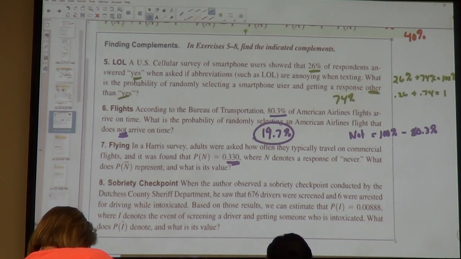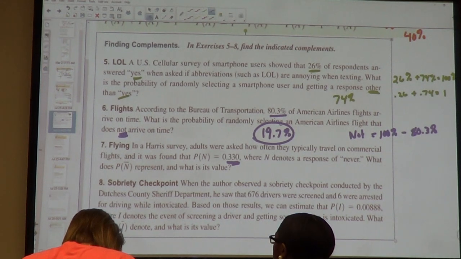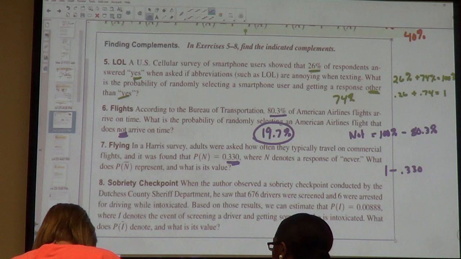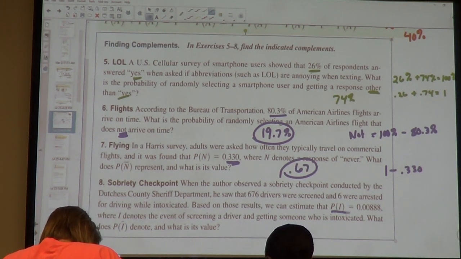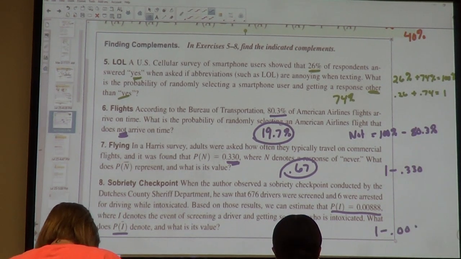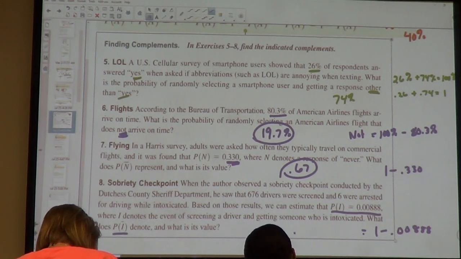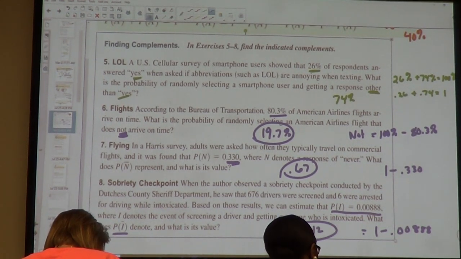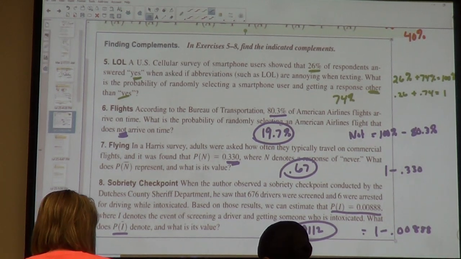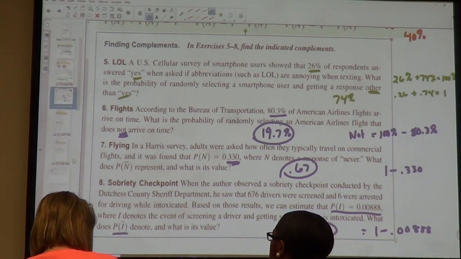So what do they add up to be? 1. So 0.330 is how often they travel. Where n is never, what is the value of n not? How am I going to get that? 1 minus 0.330. 0.67. P of I is this. How do I get P of I not? One minus .00888. What is it going to be? .99112. So when you're doing nots, the not plus the is going to equal 1 or 100% according to whether you have the decimal or the percent. Are we good? We did that last time. We just keep bringing stuff up to make sure that you understand it.